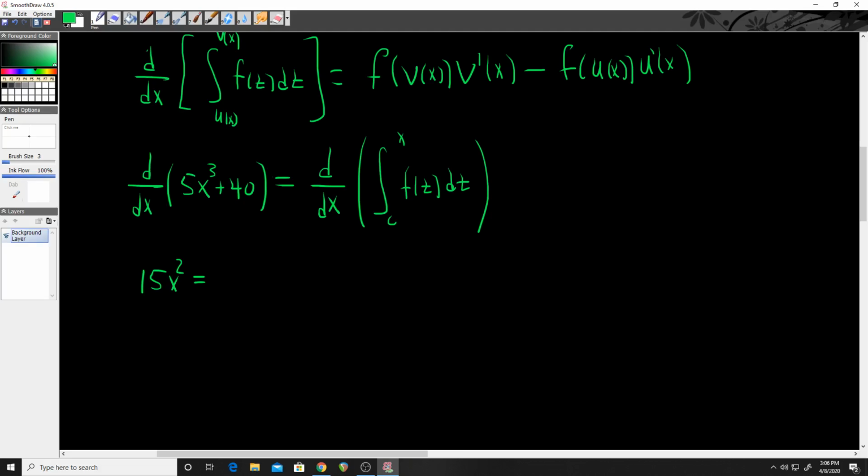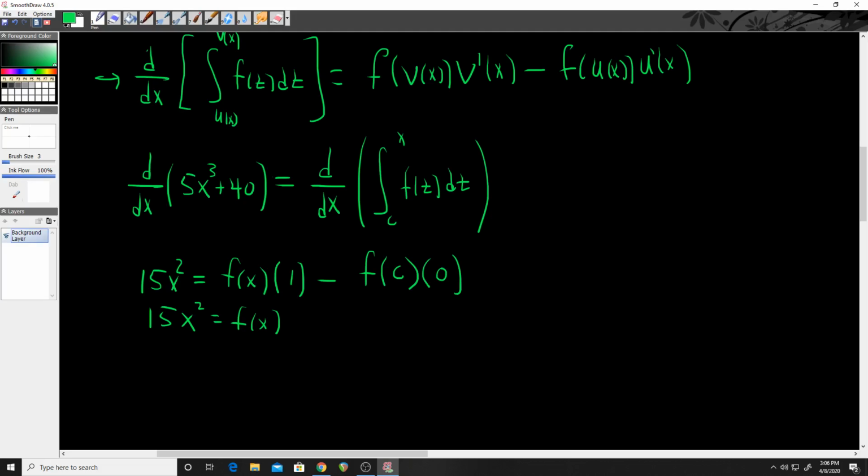We know what this is. Just plug in from here. My top limit is x, so I'm going to have f of x multiplied by the derivative of x. The derivative of x is 1. Minus f at c multiplied by the derivative of c. The derivative of c is 0. Okay? So we get 15x squared equals f of x.